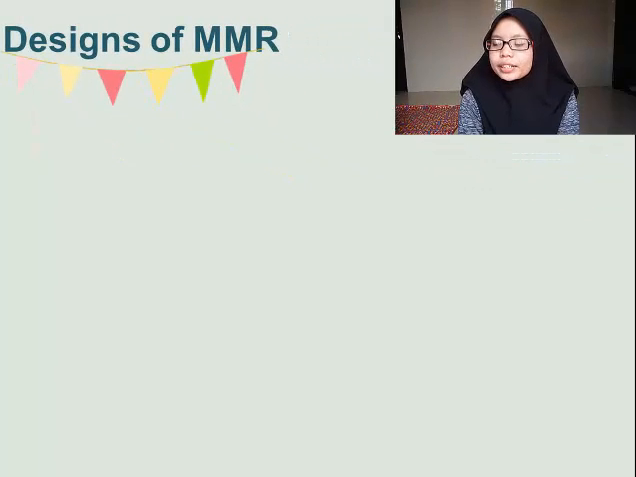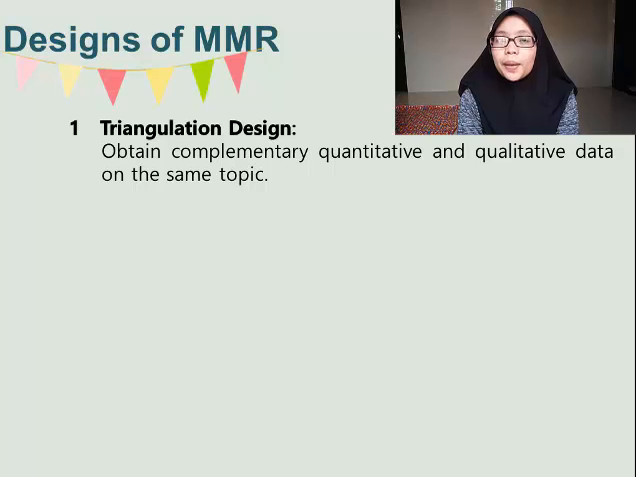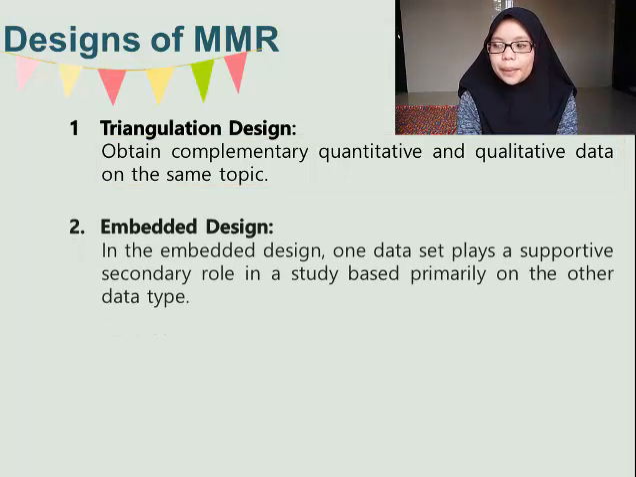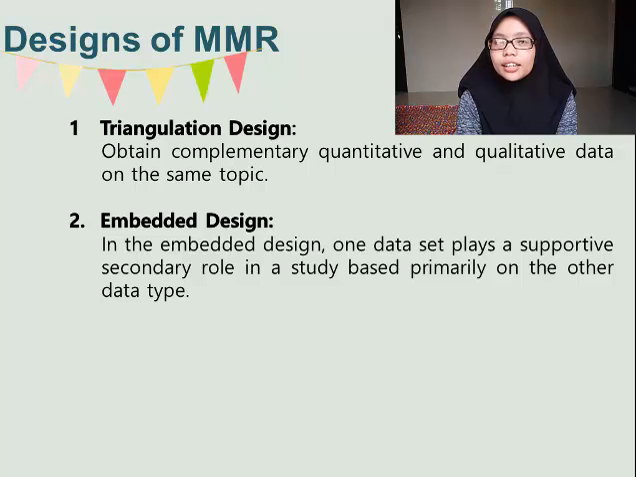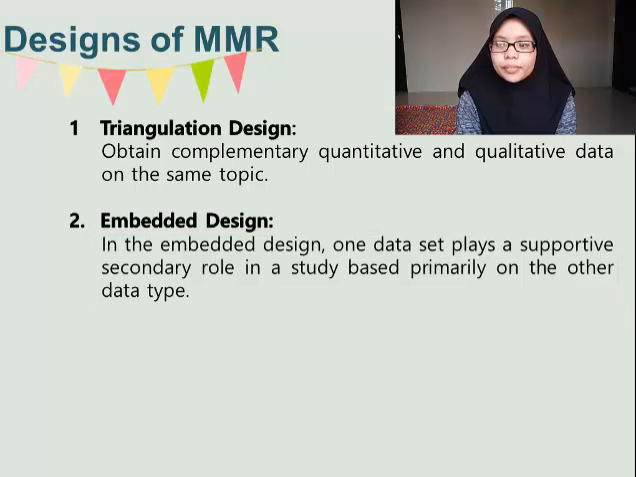Okay, next I will explain about design of mixed method research. There are 4 designs of mixed method research. The first one is triangulation design, which means obtaining complementary quantitative and qualitative data on the same topic. The second, embedded design. In the embedded design, one data set plays a supportive secondary role in a study based primarily on the other data type.